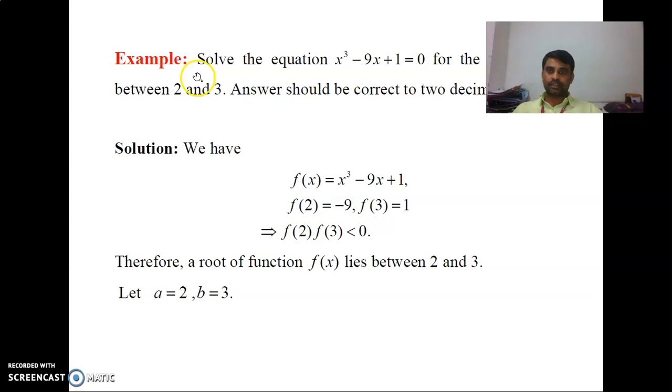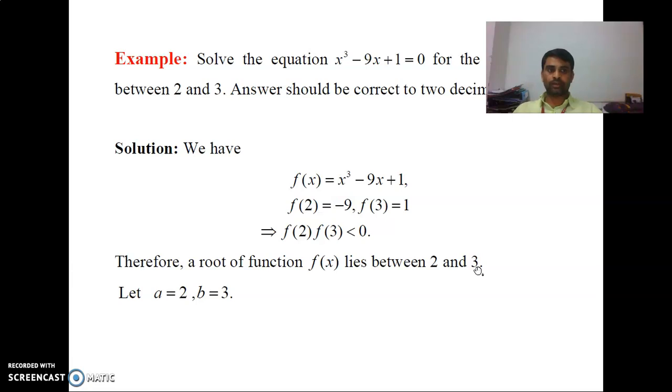We consider a numerical example. Solve the equation x cube minus 9x plus 1 equals 0 for the root lying between 2 and 3. The answer should be correct to 2 decimal places. So here it is mentioned that we have to continue this process till the answer is correct to 2 decimal places. So let f of x equal x cube minus 9x plus 1, and it is also given that the root lies between 2 and 3. Then we calculate f of 2 and f of 3 and multiply f of 2 and f of 3, so it is less than 0. So the root of the equation lies between 2 and 3.